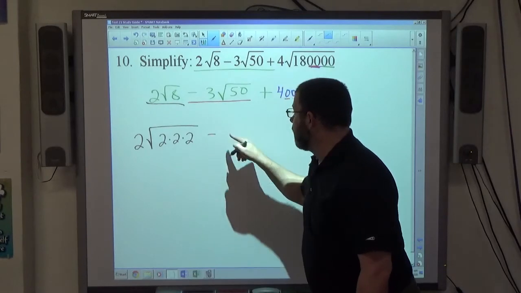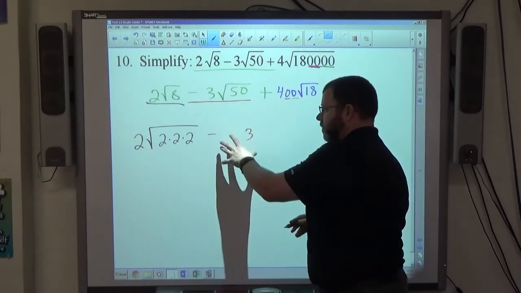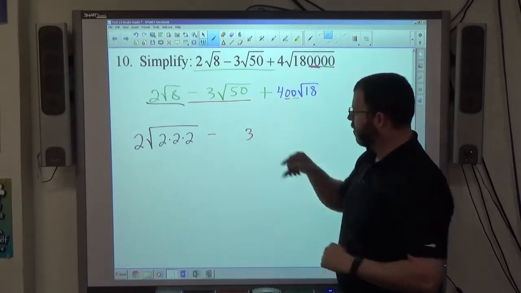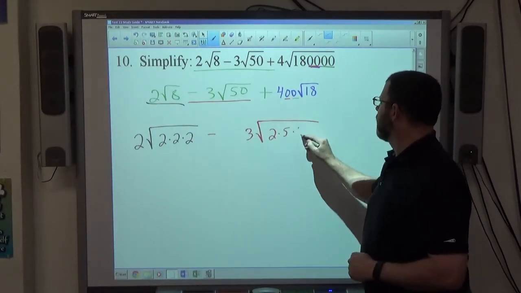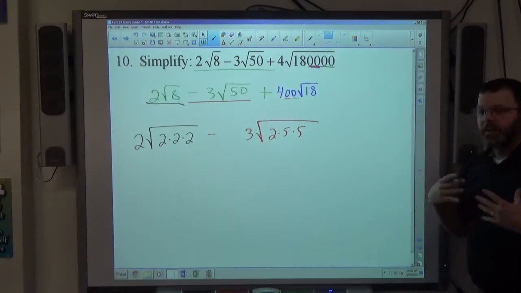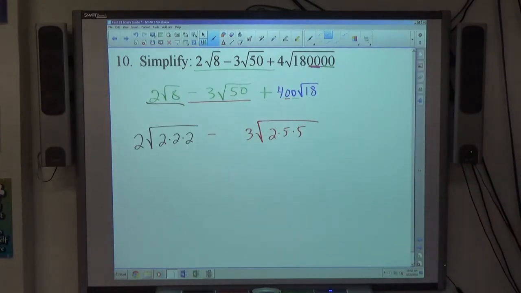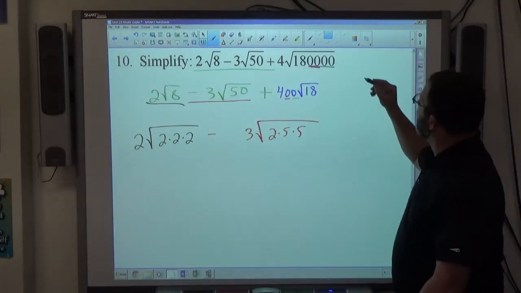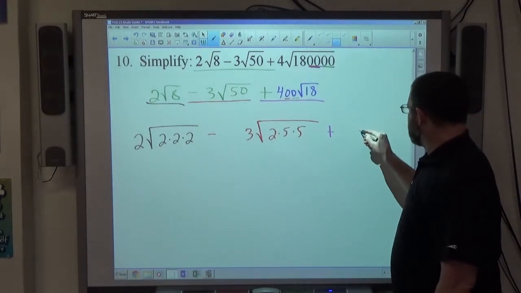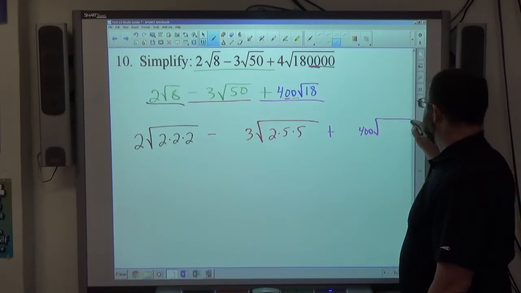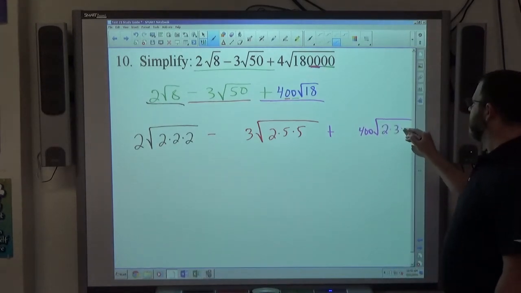I'm going to put minus. I'm going to leave a little space here just for the fact that I'm going to be pulling stuff out. I want to have some room there to do it. 50 is 2 times 5 times 5. Same deal for the factor tree. If you can mentally see 50, that's fine. If not, factor tree it somewhere. And then this last one I've got plus, and again I'm going to leave myself a little space here, 400 times the square root of 18. 18 is 2 times 3 times 3.